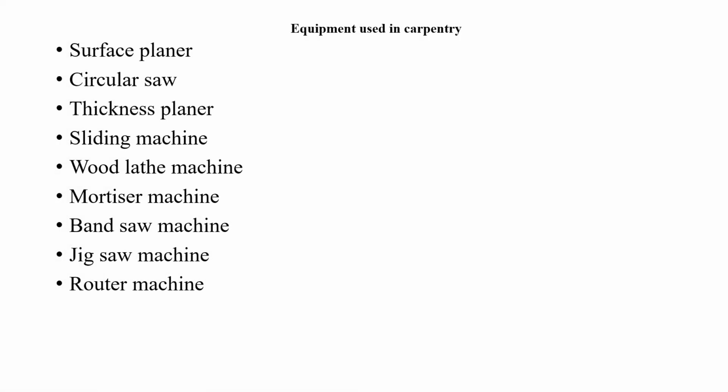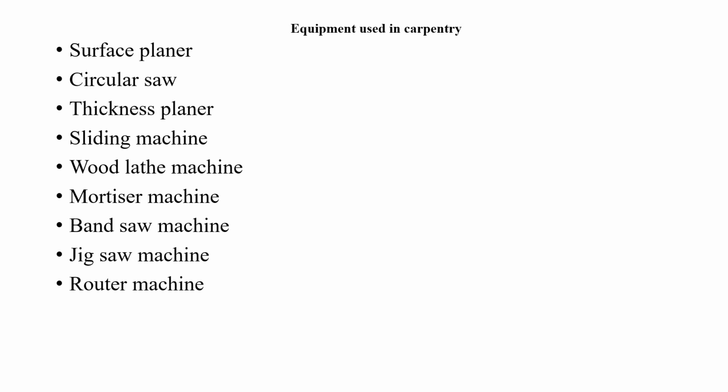We have equipment which is used in carpentry. Equipment used in carpentry includes the surface planer, the circular saw machine, the thickness planer machine, the sliding table machine, the wood lathe machine, the mortiser machine, the band saw machine, the jigsaw machine, and the router machine.